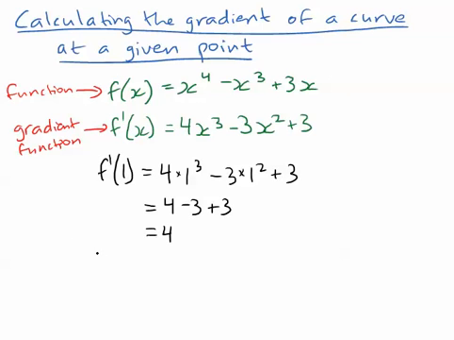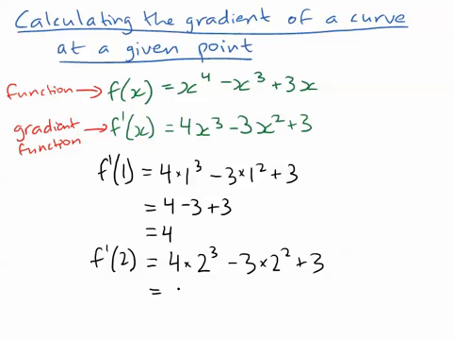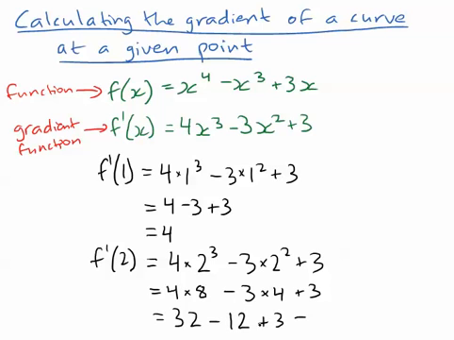So let's do another one. f prime of 2, what that means is that we're going to calculate the gradient when x equals 2. So in the same way, we're just going to write 2 instead of x. So we've got 4 times 2 cubed minus 3 times 2 squared plus 3. And 2 cubed is the same as 8, so that's the same as 4 times 8 minus 3 times 2 squared, which is 4, plus 3. And we can calculate these bits. So 4 times 8 is 32, 3 times 4 is 12, and plus 3 at the end. And this is equal to 23.